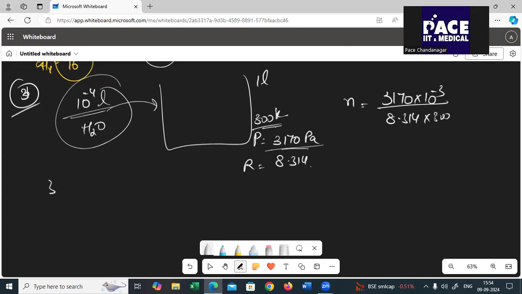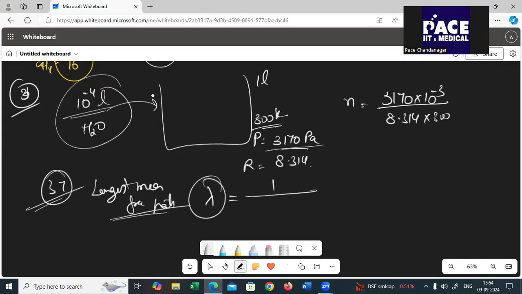Next, the last question for the day, 37. Longest mean free path. The longest mean free path is nothing but your lambda value, which is 1 by root 2 pi a square n. This will be your formula for the longest mean free path. How much path can you go with? That is the question there.